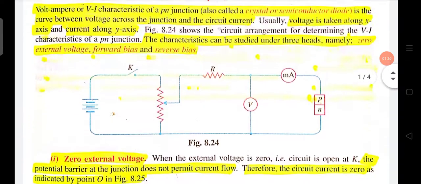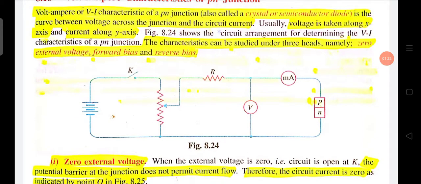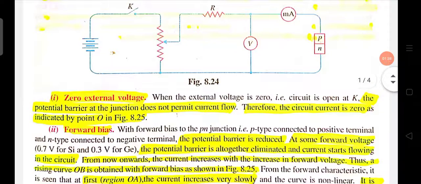Now, we can divide this process into three categories. One is when there is no external voltage applied, the next is forward bias, and the next is reverse bias. First, let's discuss when there is no voltage applied.